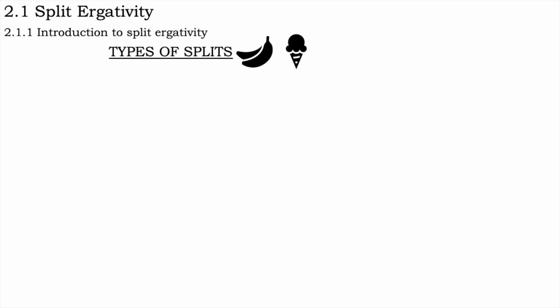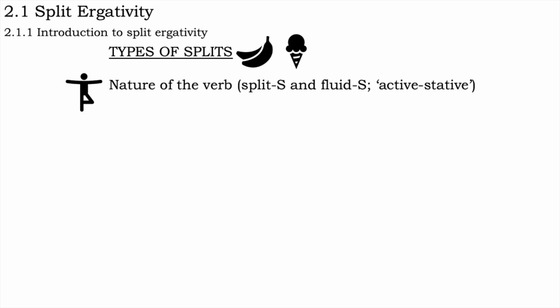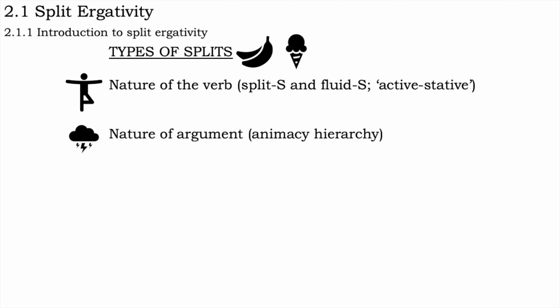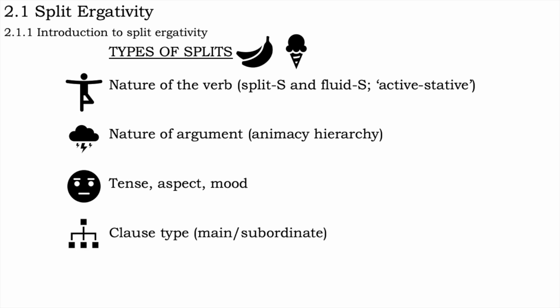There are several different varieties of split found across split ergative languages. Splits by the nature of the verb, split S and fluid S systems, collectively known as active-stative. Splits by the nature of the argument, i.e. animacy hierarchy-based systems. Splits by tense, aspect, or mood. Splits by clause type, i.e. main or subordinate, or combinations of the above. Each of these will be covered.